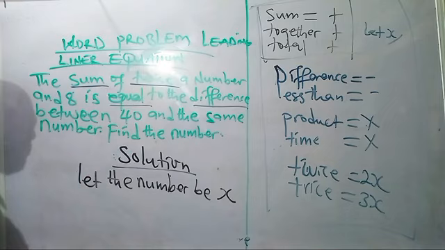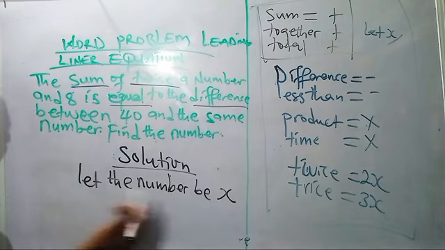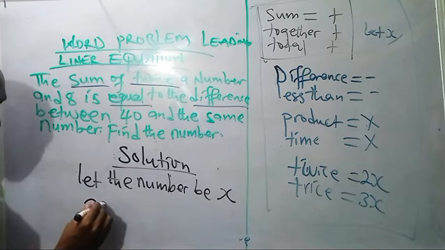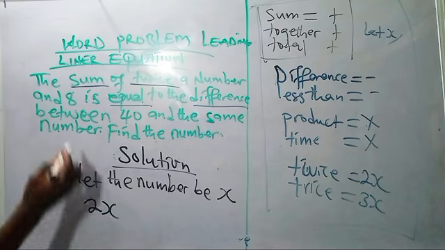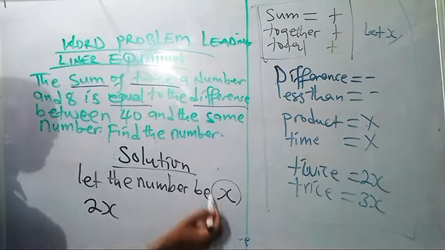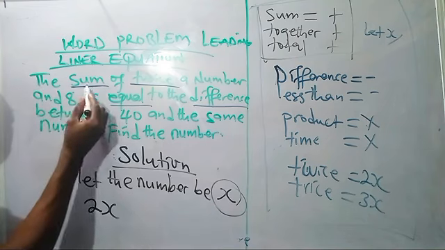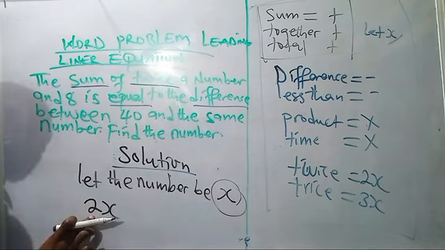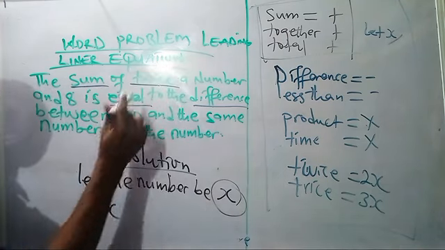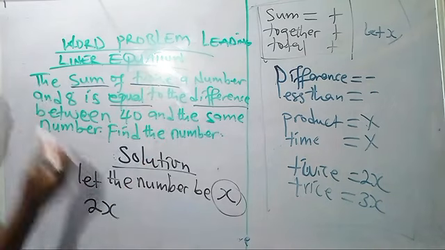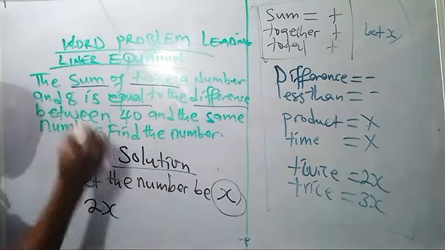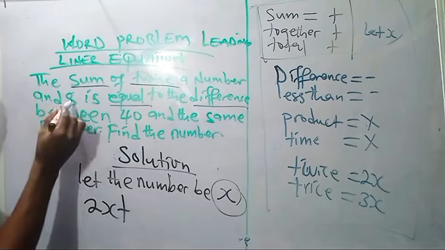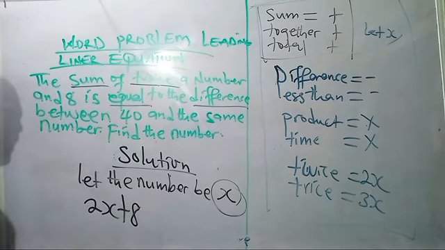Since they are saying twice a number and we know that the number now is x, we are going to say 2 times x. So we define the number to be x. The question says the sum of twice a number, which means we multiply the number by 2, twice a number and 8. The sum means, the sum of twice a number, this number twice and 8. So we write 8.